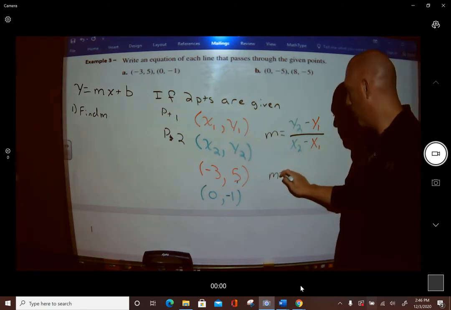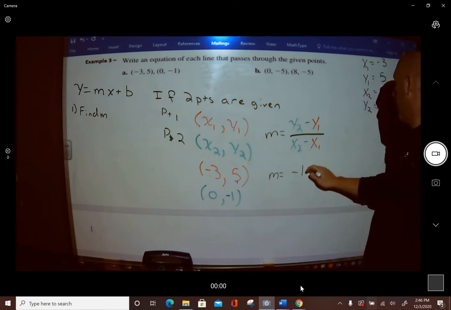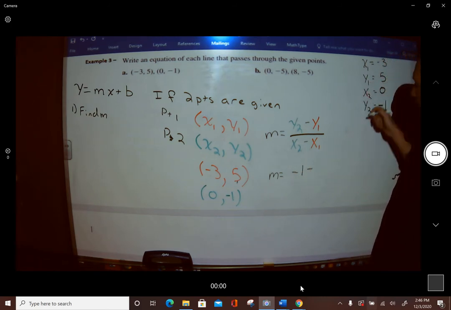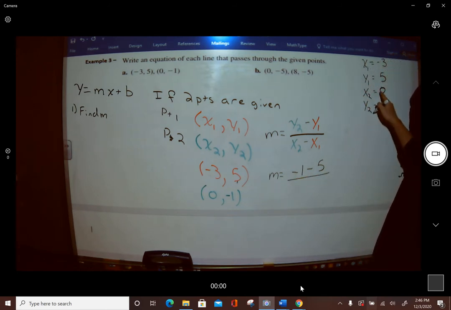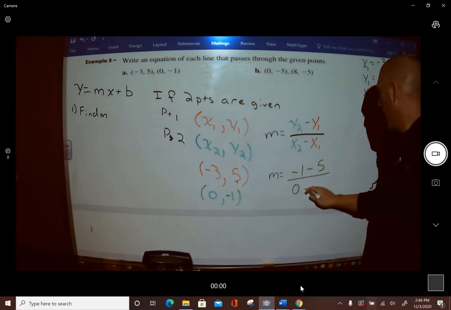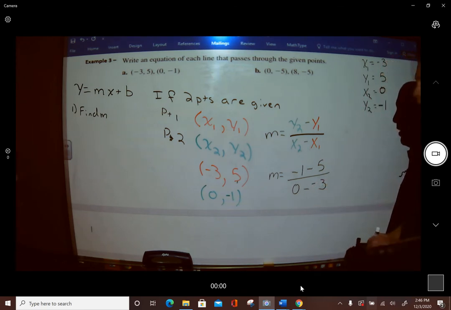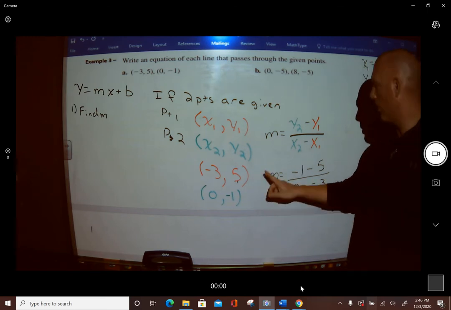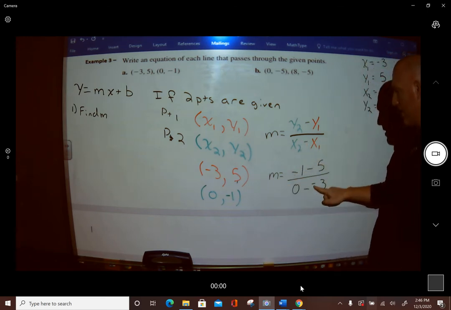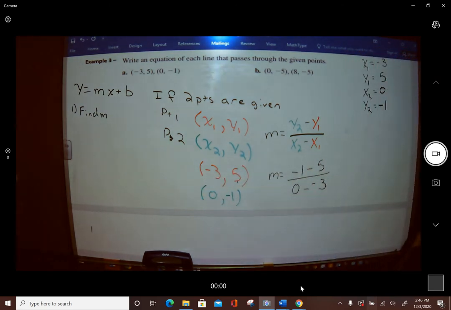So our slope equals y2, -1, minus 5, divided by 0 minus -3. Please be cognizant that this net minus comes from the formula. This negative comes from the value -3, okay?